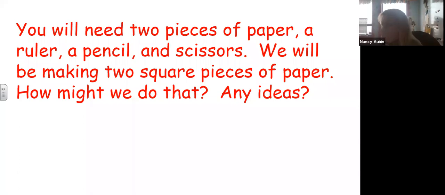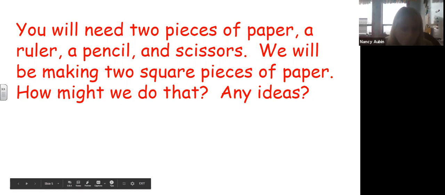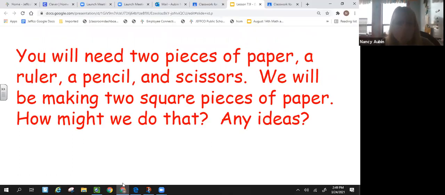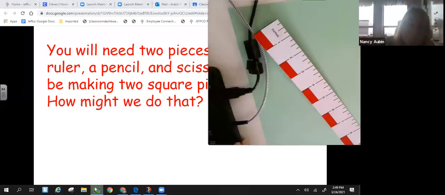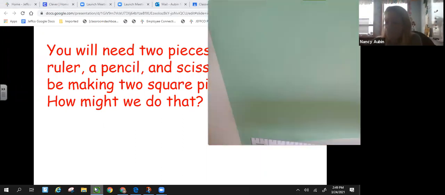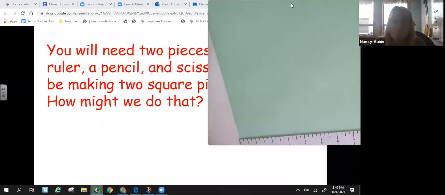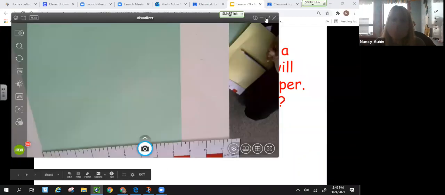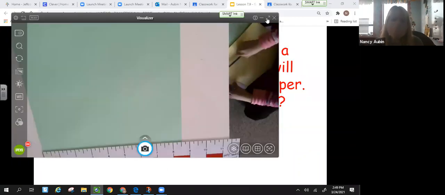Okay. Hey guys, side conversations. Can't hear Serena. Thank you. Go ahead. So I'm going to show you what she's doing, friends at home. She's taking her ruler. And what are you doing with that ruler, Serena? So she's saying we need to make it equal. So how can we make it equal?